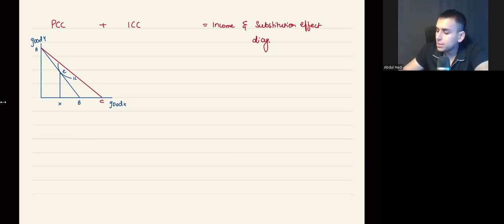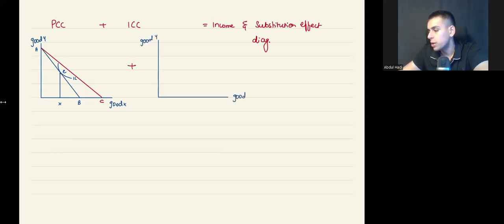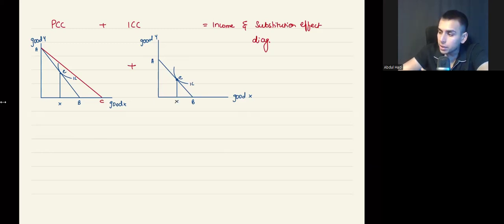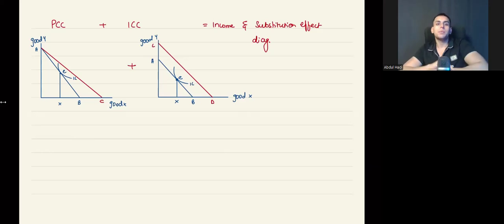Now, if I talk about ICC, what happens in ICC? There occurs a shift because my purchasing power rises for both of these goods. This is good X, good Y. This is my initial budget line AB. There is an initial indifference curve, that is IC, and this is my initial equilibrium quantity X. Now, due to an increase in my income, my budget line will shift rightwards from AB to CD because of the increase in my purchasing power. Everything clear? You remember now?